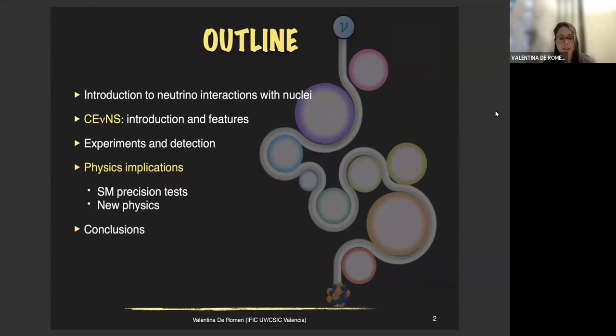And then I will move to the main part of the seminar, which is about the phenomenology of CEvNS and its physics implications, as I said before, both concerning the standard model and new physics.